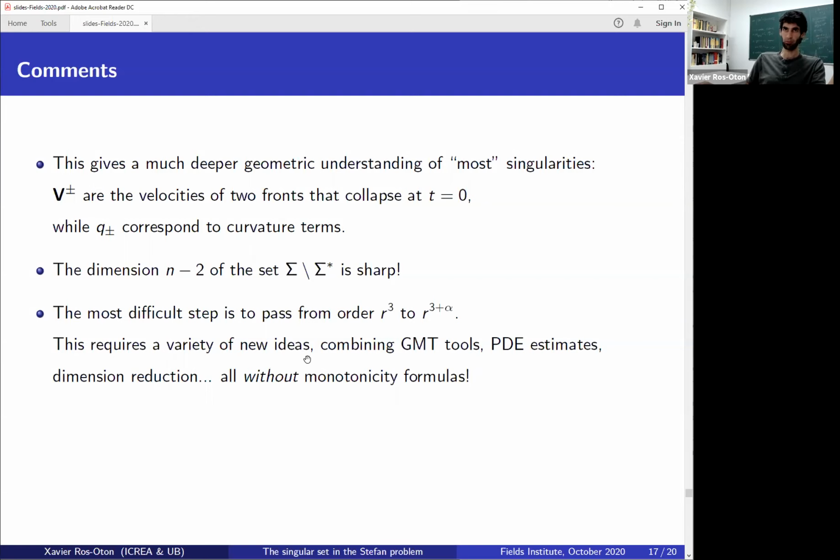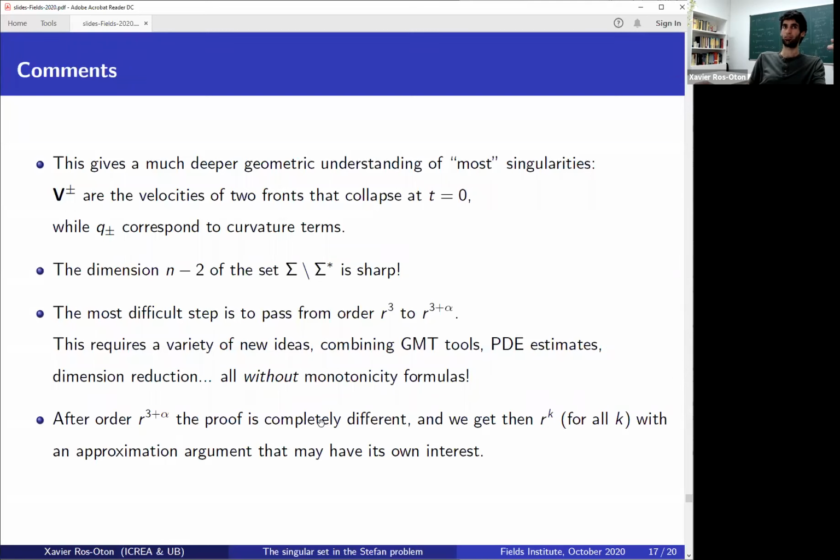And then we managed to do all this, in a sense using much more the maximum principle estimates and much more PDE, combined with a certain dichotomy and some GMT estimates. And then this allows us to pass from 3 to 3 plus epsilon for a very small, tiny epsilon. Okay, and this is the most difficult part of the proof. And then once you are at 3 plus epsilon, the proof is completely different. We can pass from 3 plus epsilon to C^k for any k. And this is a completely different argument that is basically an approximation argument.